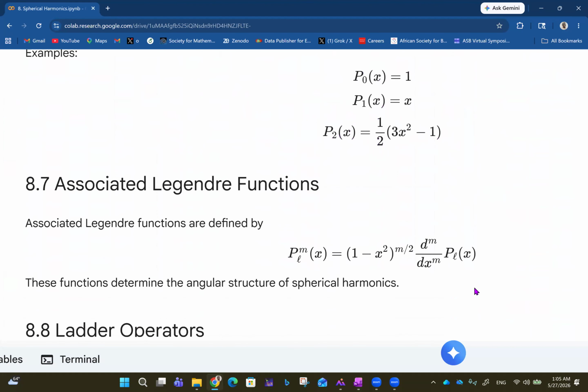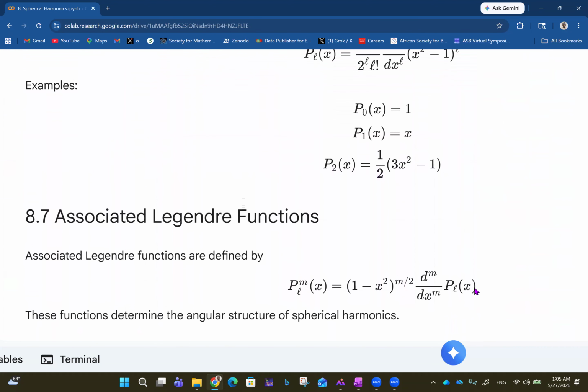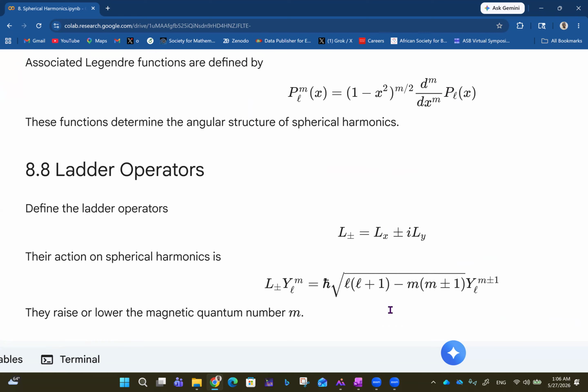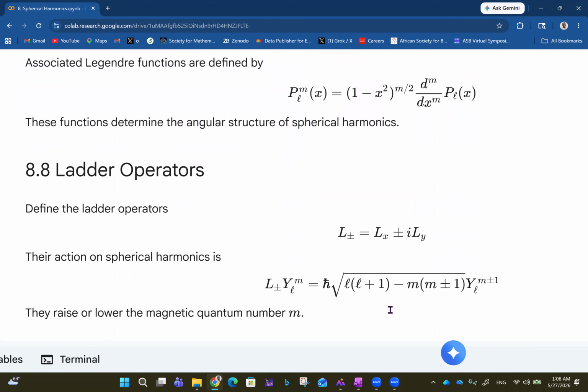Then we have the associated Legendre functions, which you saw in the last video also. Associated Legendre functions are defined by P_L^M of x equals (1 minus x squared) to the M over 2, d^M/dx^M of P_L of x. These functions determine the angular structure of spherical harmonics. I did an example on this in the last video, so you may want to check out the video on Legendre functions. Now we talk about ladder operators.